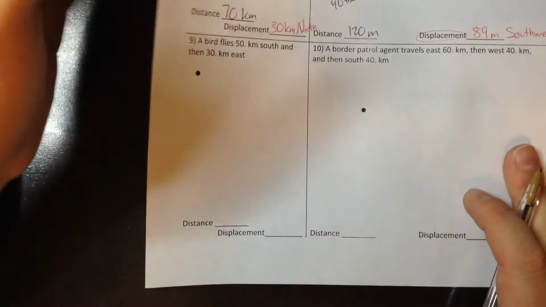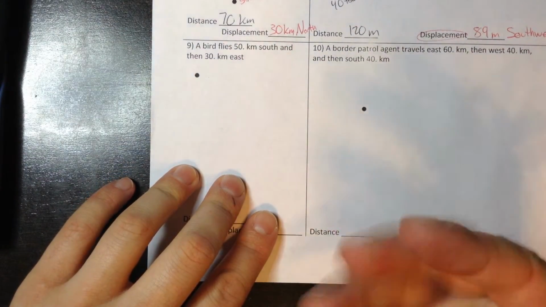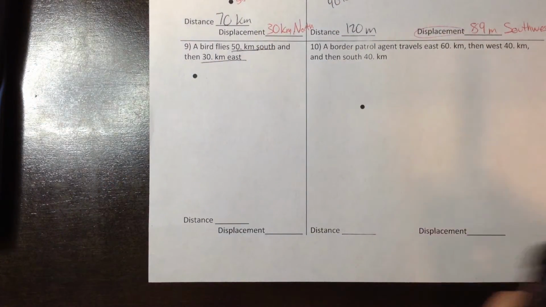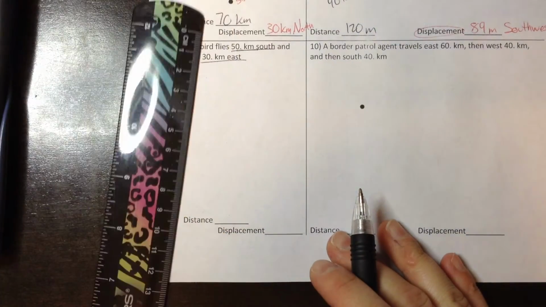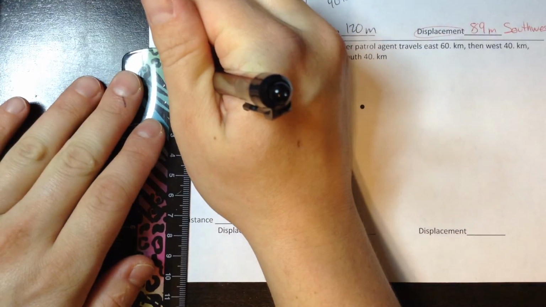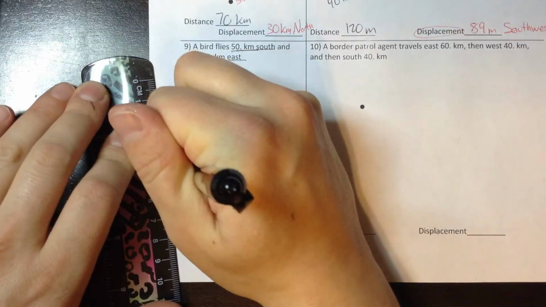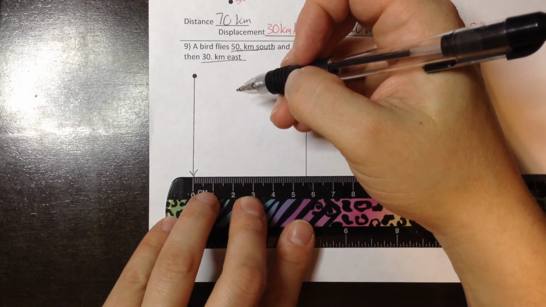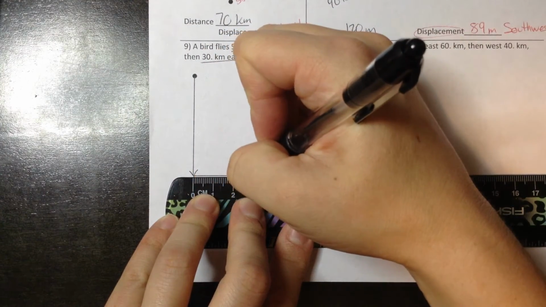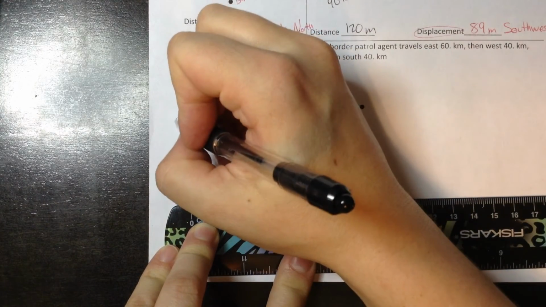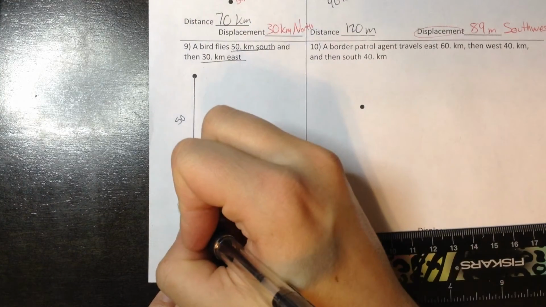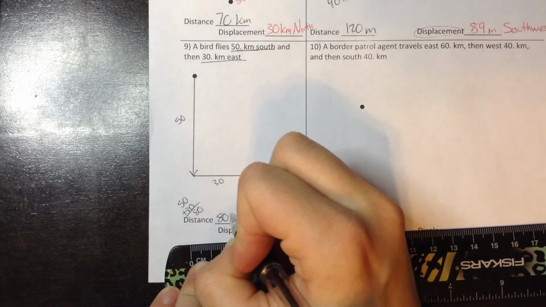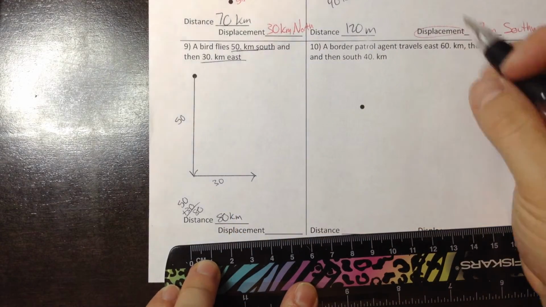Alright, number 9. 50 kilometers south, and then 30 kilometers east. 50 south, 5 centimeters going down the page, 3 centimeters east, 3 centimeters to the right. My distance is simply 50 plus 30, so 80 kilometers is the distance.